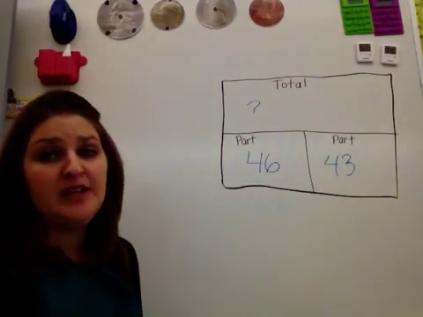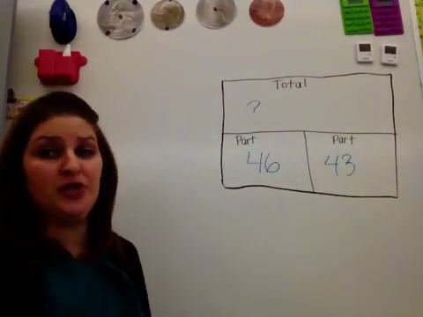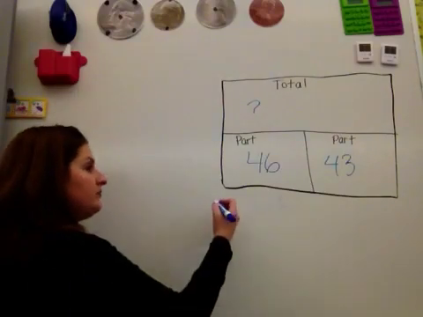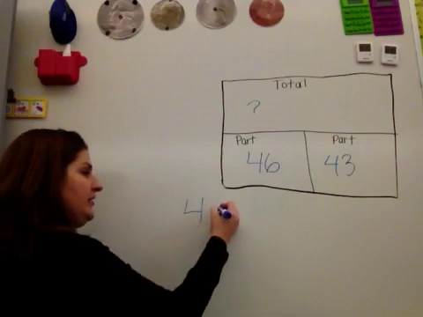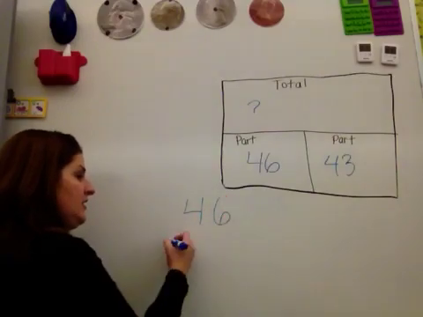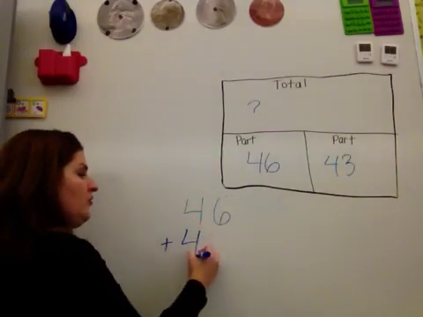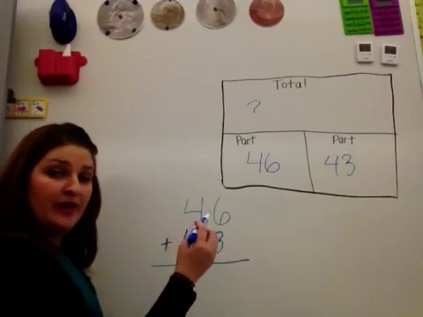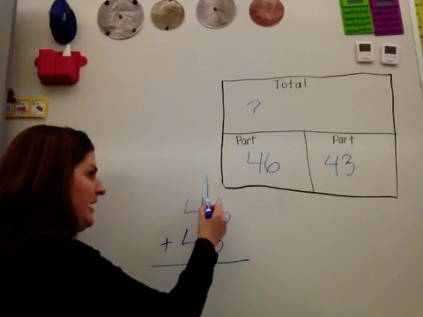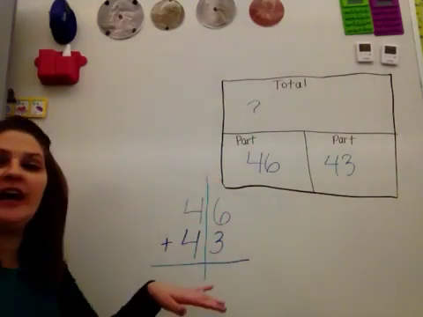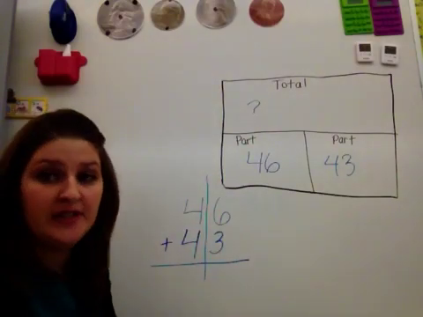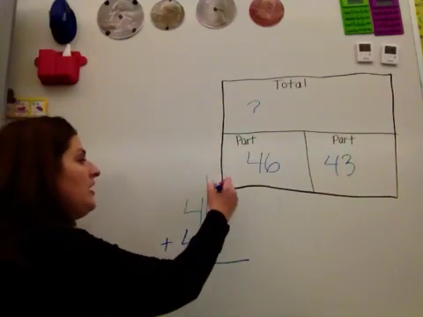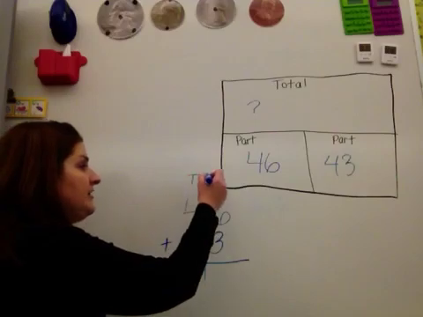There are a couple ways to solve this problem, but we're going to work with the traditional column addition. So we need to stack these 2 numbers. So we're going to write 46 plus 43. And you can write this on your dry erase board to practice. Now, when we do our column addition, we're always going to start in the ones column, which is right here. We have our ones and our tens.